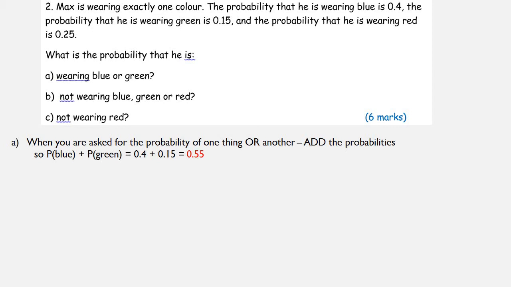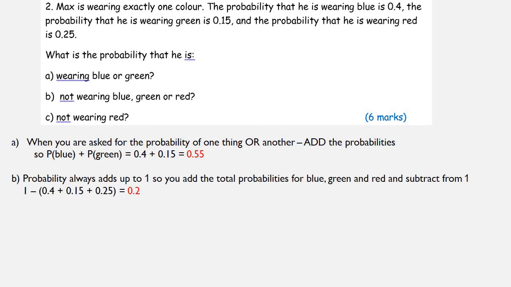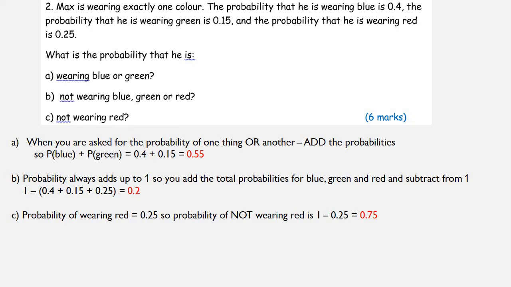Question B, probability always adds up to 1. If we add up 0.15, 0.4, and 0.25, this doesn't come to 1. So we need to subtract the total of those probabilities from 1 to work out the probability that Max is not wearing blue, green, or red. That leaves us with 0.2. And the last question, probability of not wearing red, again, always adds up to 1. So the probability that he is wearing red is 0.25. Not wearing red is 1 take away 0.25, which equals 0.75.